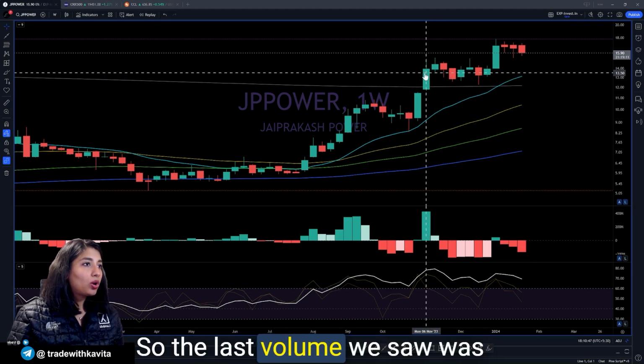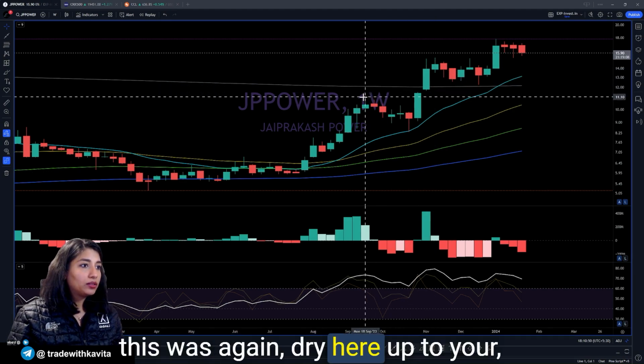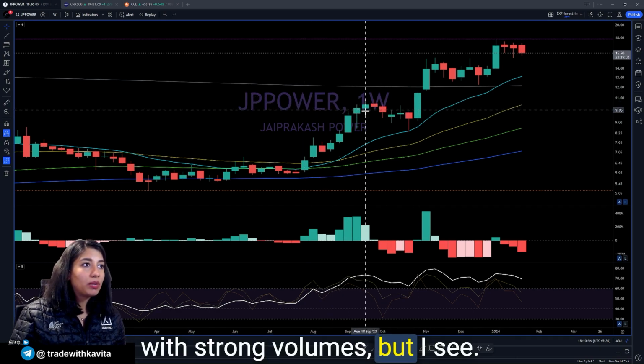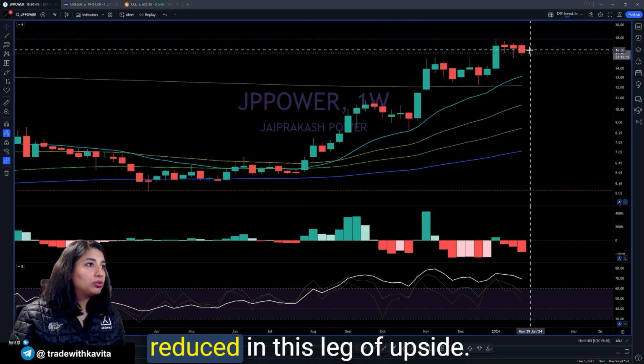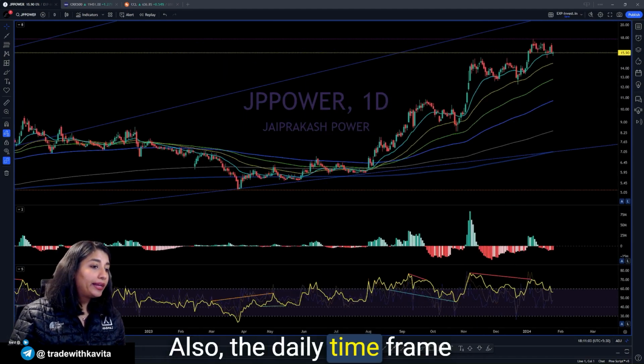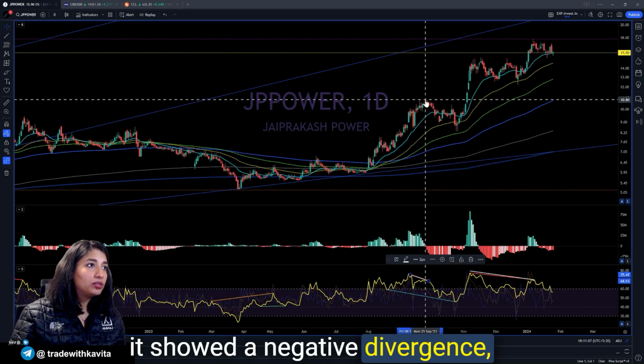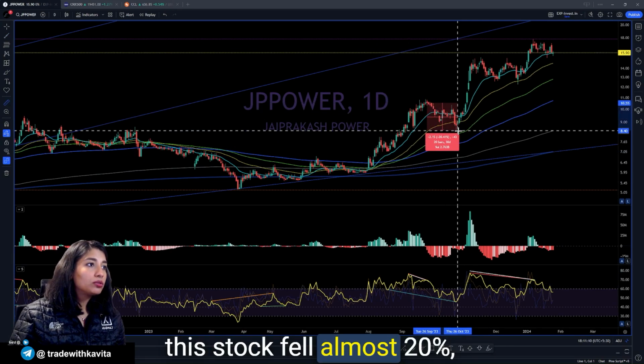So the last volume we saw was again dry. Up to here, the uptrend happened consistently with strong volumes, but I see the participation has really reduced in this leg of upside. Also, the daily time frame is showing a negative divergence. See, last time when it showed a negative divergence, this stock fell almost 20%.